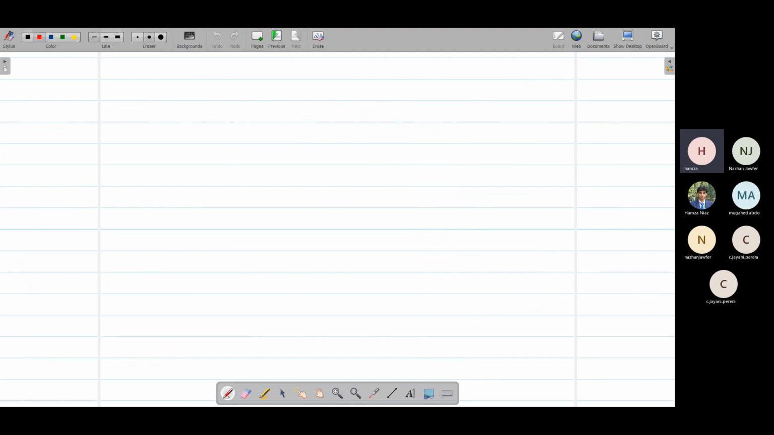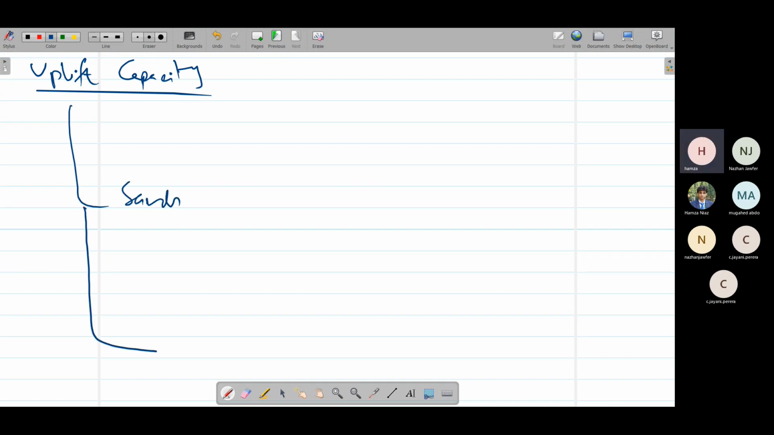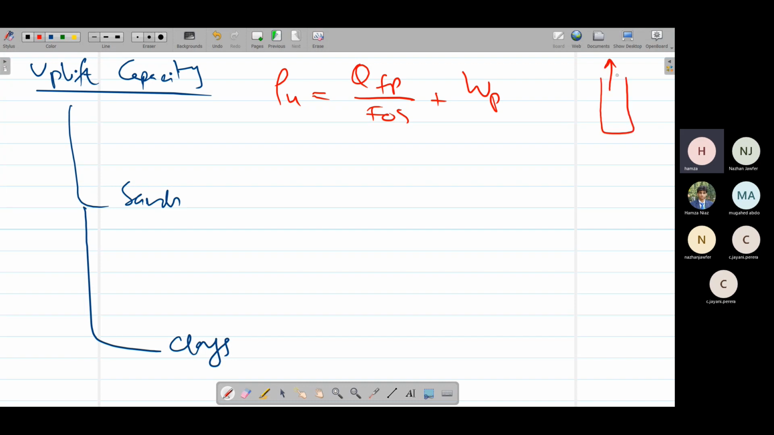So the last one is the uplift capacity. For uplift capacity, we again have two cases, for sands and for clays. The basic formula for uplift capacity is Pu, the pull-out capacity, equals QFP over factor of safety plus weight of pile. Q uplift is the force pulling upward.